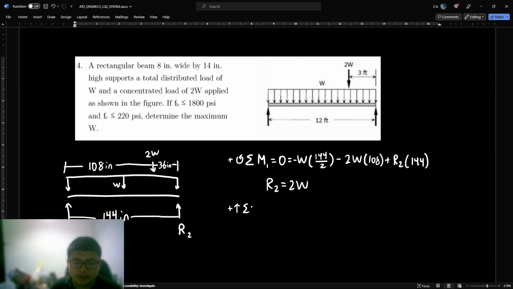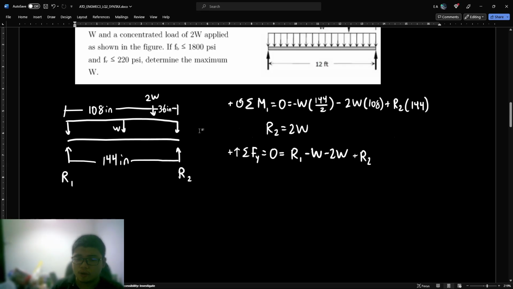If we take the summation of forces along the y-axis to be equal to 0, this would be equal to R1 minus W minus 2W plus R2. Take note that W here is already the load, meaning it's already a force. So we could get R1 to be equal to 3W minus R2, it's 3W minus 2W, so it's simply W.